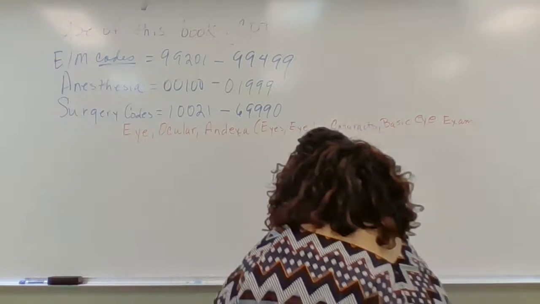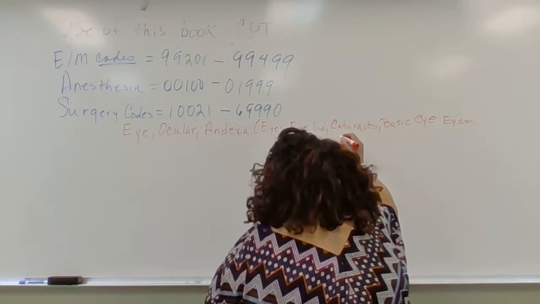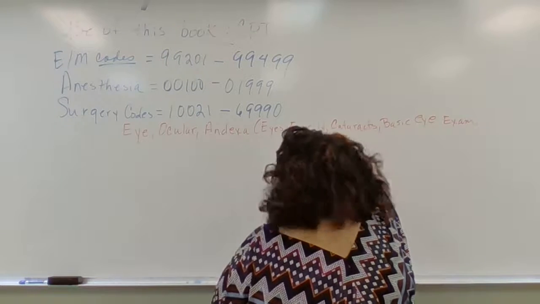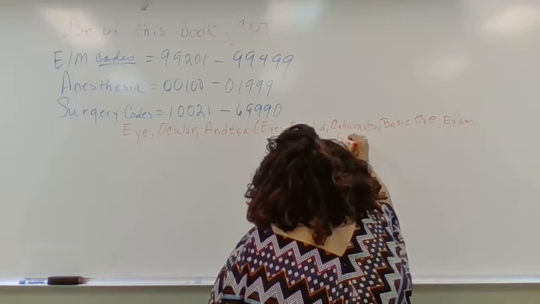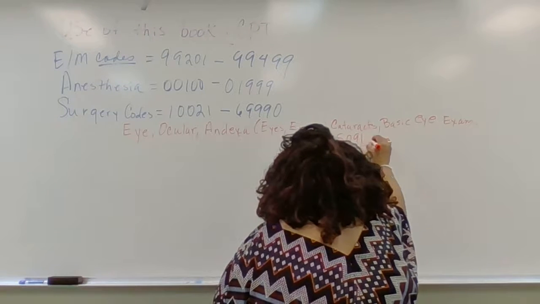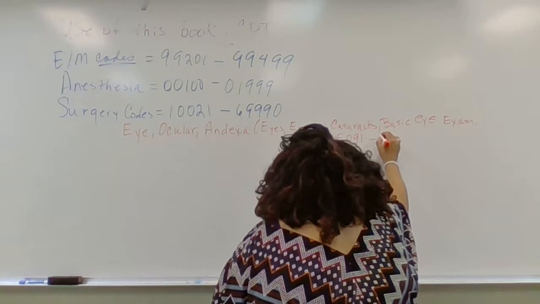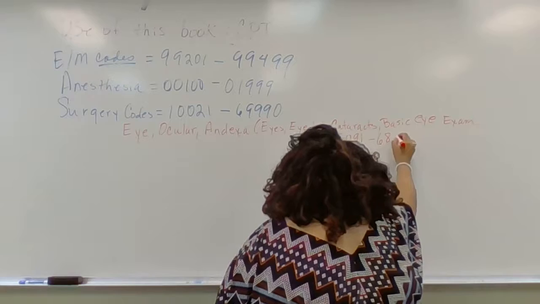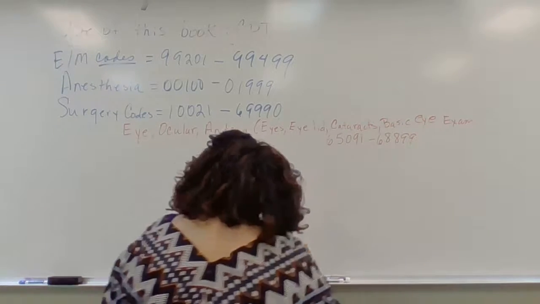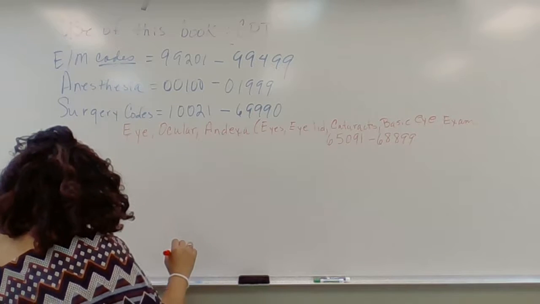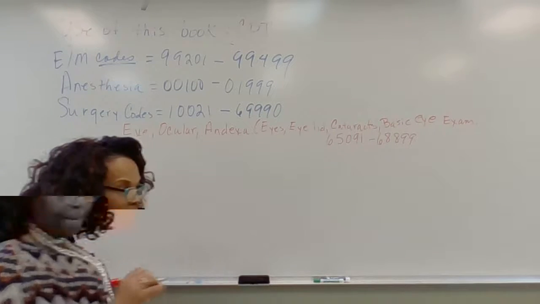What is that code for the eye, ocular, and adnexa? 65091. 68899. Okay, super fantastic. And what's the next system?